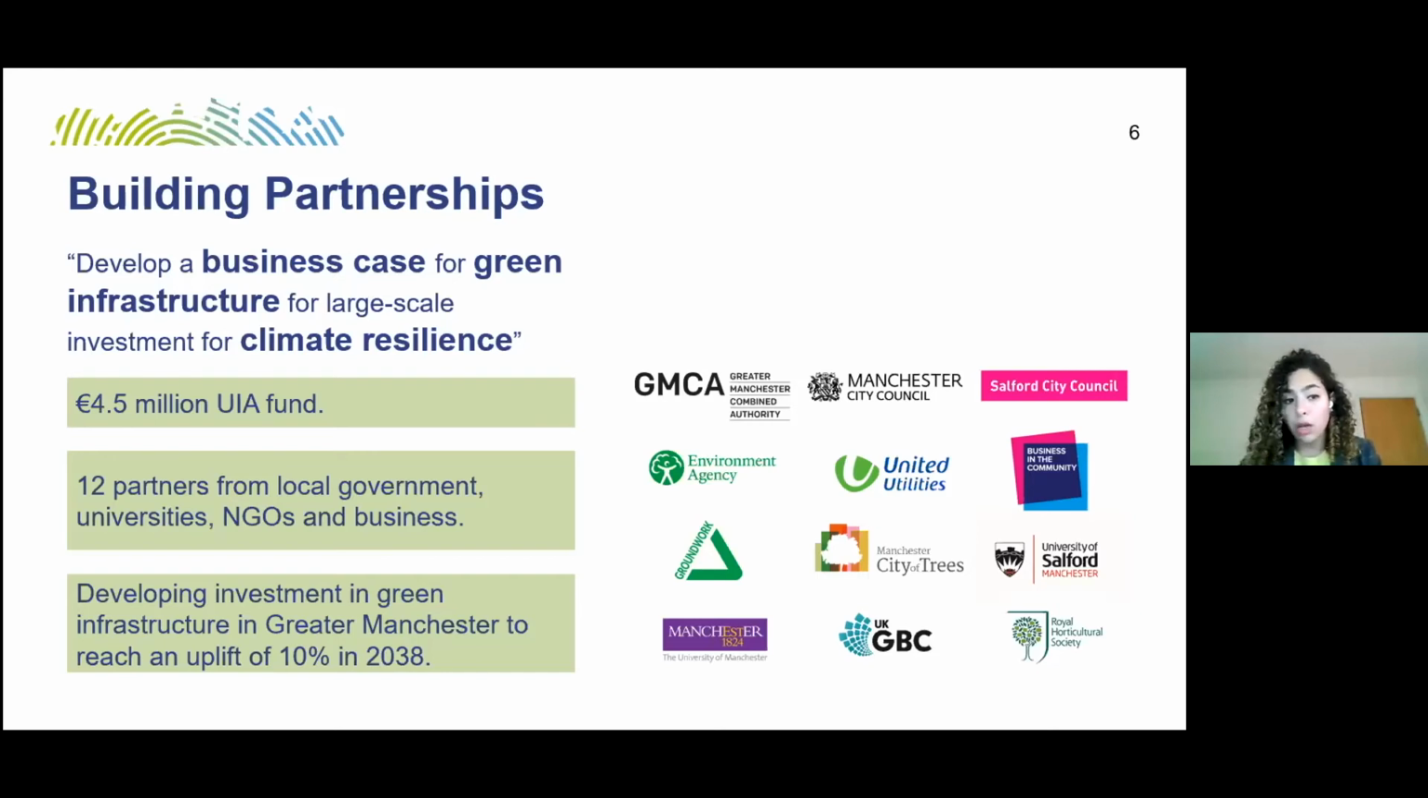We are a large 4.5 million euros UIA project. What we're trying to do is to uplift Greater Manchester green infrastructure with a target of 2038 in hand. And if we look at this slide, we will see that the different partners are actually from a lot of different perspectives. For example, the local authorities, we have the Environment Agency on board as well, City of Trees, of course. We have academics from Manchester and Salford universities.